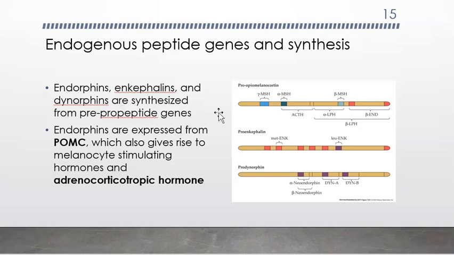Endorphins are expressed from POMC. Now, we kind of mentioned POMC before, because remember, it also gives rise to some hormones. Our adrenocorticotropic hormone we mentioned before in our neuropeptide lectures. So you can see there's some crossover in genes that express for our endorphins as well as some hormones.